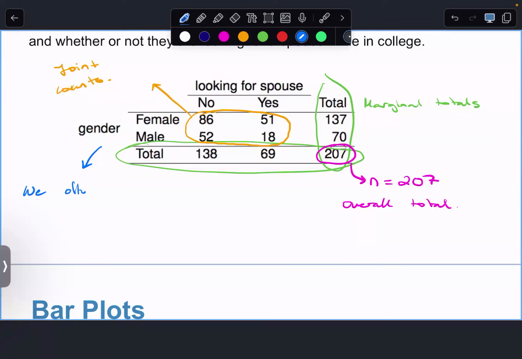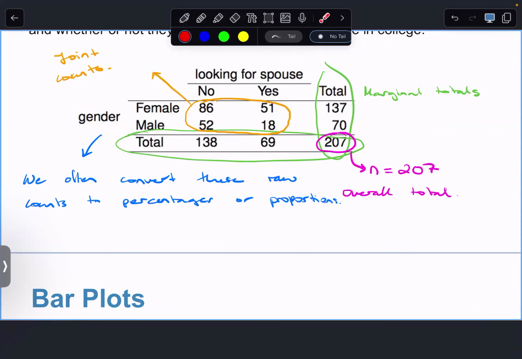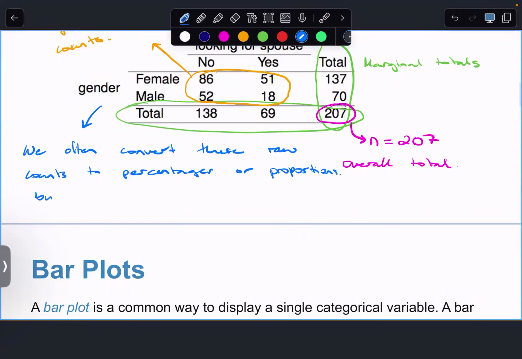We often convert these raw counts to percentages or proportions by dividing each value by n.